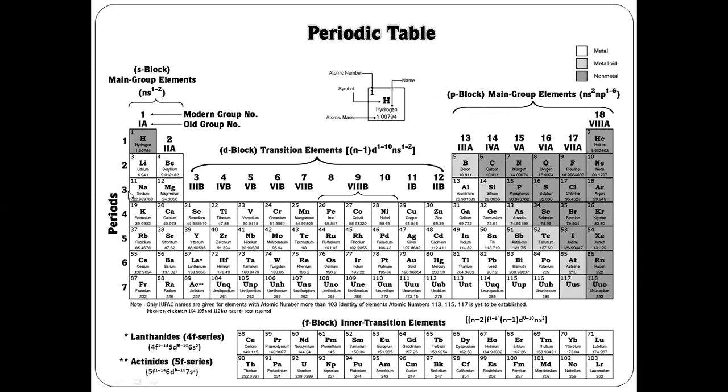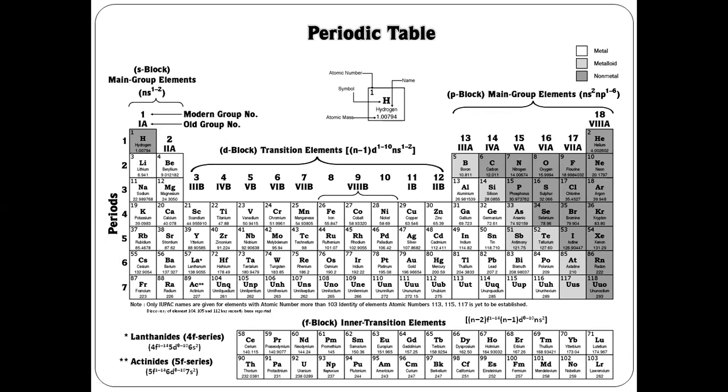Apart from that, we have 7 periods, and remember that these periods are very specific. They have a number, and these numbers are not just random. These numbers are the principal quantum number. What is this principal quantum number? It tells us the number of shells in the atoms of that particular period. That means one particular period will always have the same number of shells. If I take period 3, the number of shells in period 3 elements will be 3. If I take period 5, the number of shells in period 5 elements will be 5.